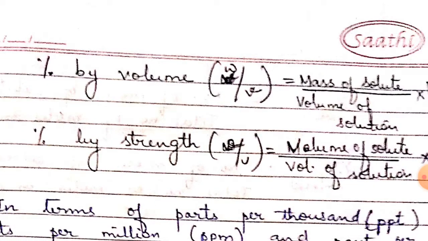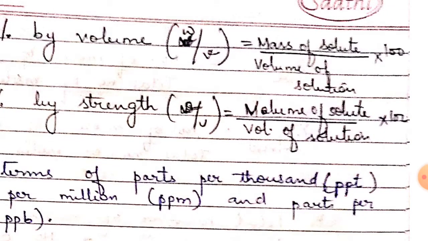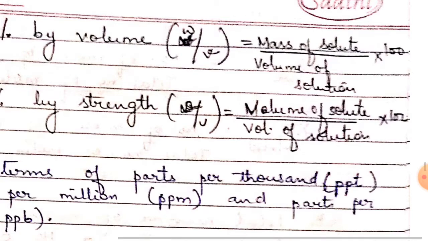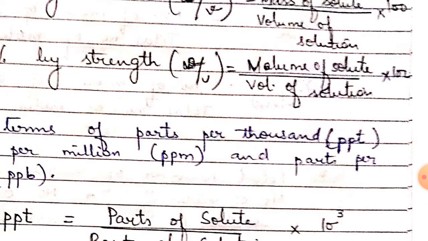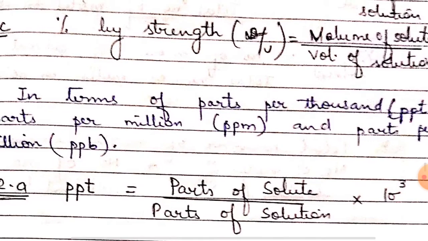Next is volume percent, that is mass of solute upon volume of solution into 100, that is W by V. Or by strength, volume of solute upon volume of solution into 100, V by V. This is the first term in percentage.